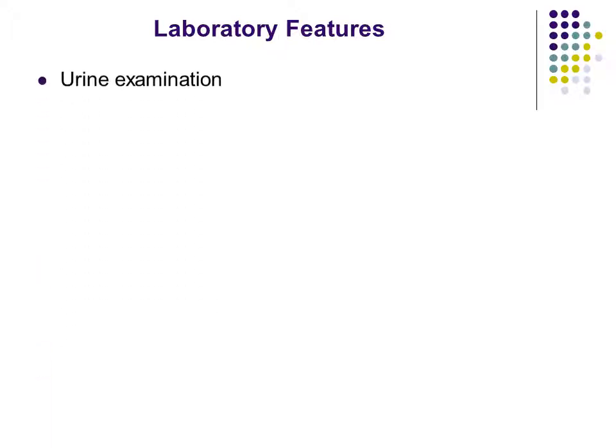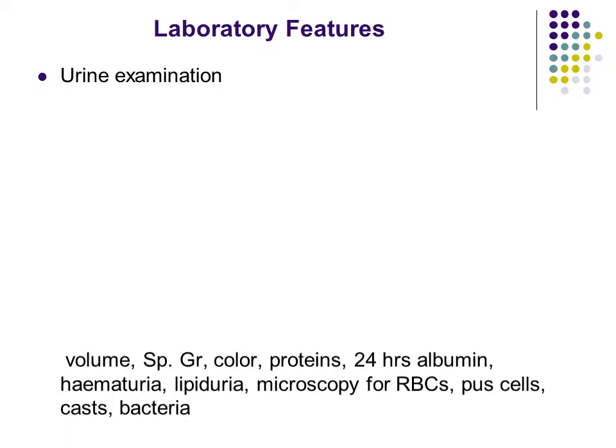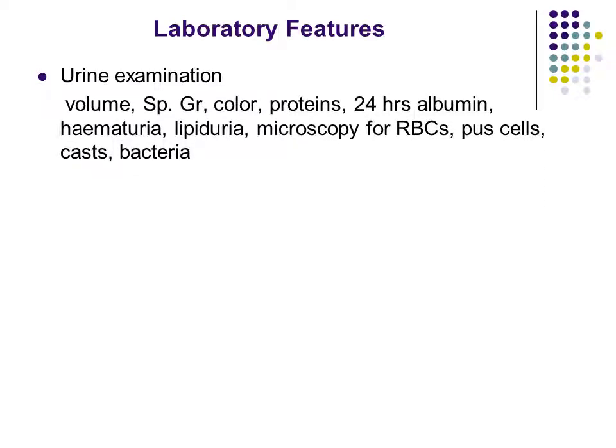What are the laboratory features which we are going to see in this kind of patient? In urine examination, you will see the volume of urine is decreased. The specific gravity will vary depending on the etiology or the kind of disease involving the kidney. For example, if it is glomerular nephritis, obviously specific gravity will increase because there is a lot of protein. But when it is a tubular disease, the specific gravity is decreased because a lot of fluids just pass through the tubules without absorption. Color, if it is hematuria, you will see smoky kind of urine.